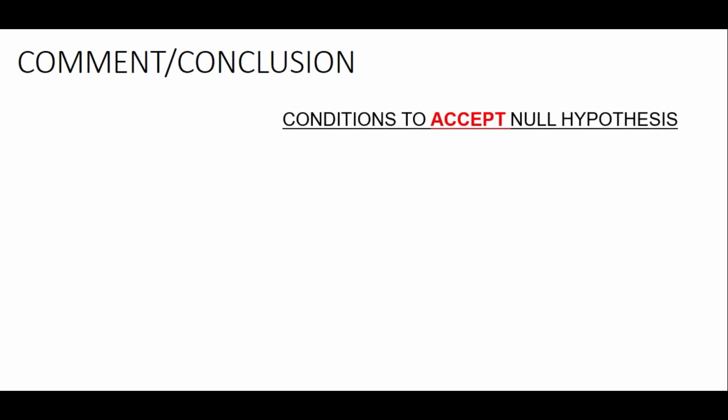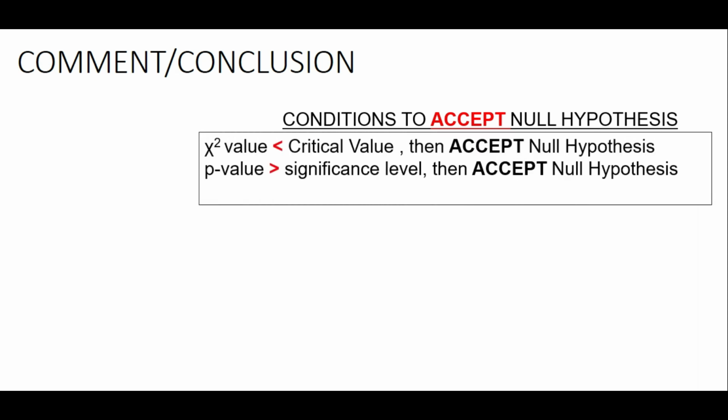Now finally reaching the conclusion part, you must know the conditions to accept the null hypothesis. We have two conditions. The first one is that if the chi-square value is less than the critical value, then you accept the null hypothesis. Or you compare the p-value with the significance level, and if the p-value is greater than the significance level, then you accept the null hypothesis.